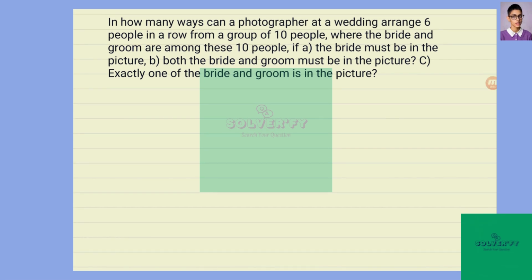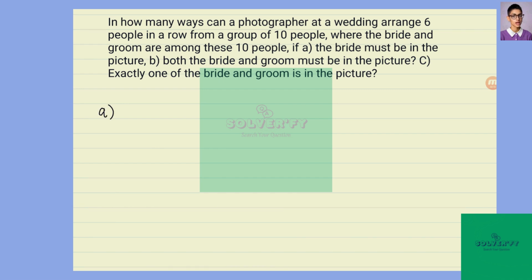For this problem, we are asked, in how many ways can a photographer at a wedding arrange 6 people in a row from a group of 10 people, where the bride and groom are among these 10 people? If A, the bride must be in the picture, B, both the bride and groom must be in the picture, or C, exactly one of the bride and groom is in the picture.